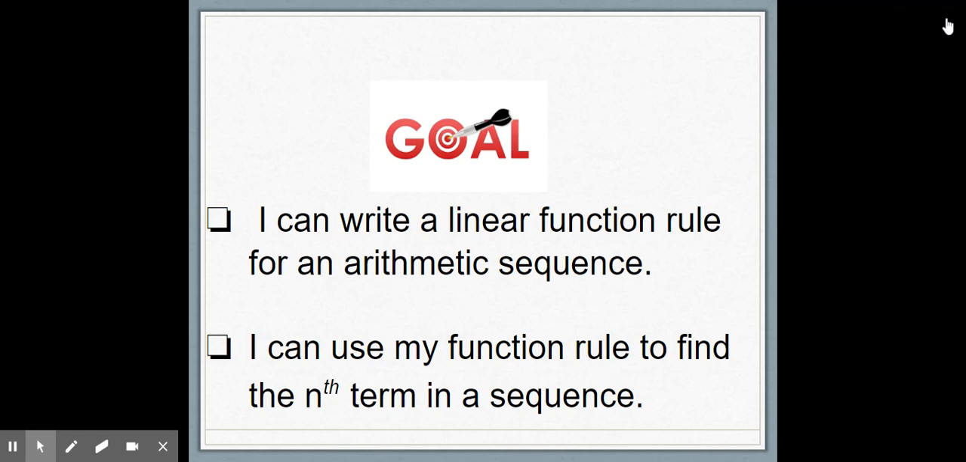All right, I am hoping that now you feel like you've got this goal, that you feel like you can write a linear function rule for an arithmetic sequence, and you can use the function rule that you wrote to find any number term in the sequence.